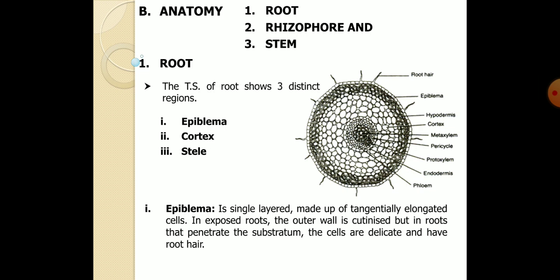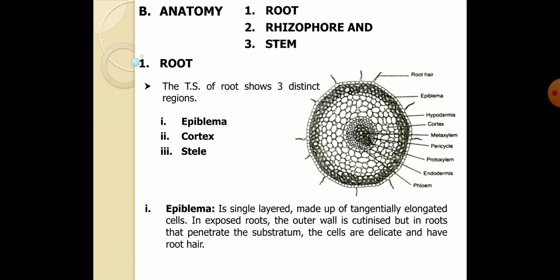region. The figure is showing the outermost region, which consists of the epiblema. The epiblema has root hairs. Below that you will find the larger hypodermis region, and the central cortex. Usually the stele consists of the metaxylem and the protoxylem region, the endodermis region, and the phloem region.